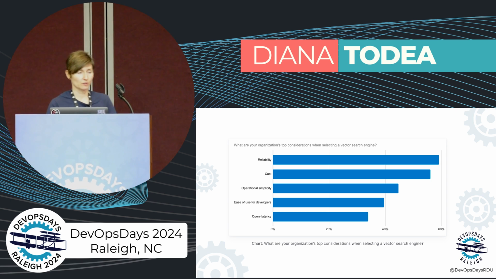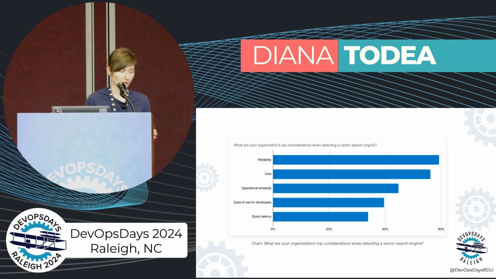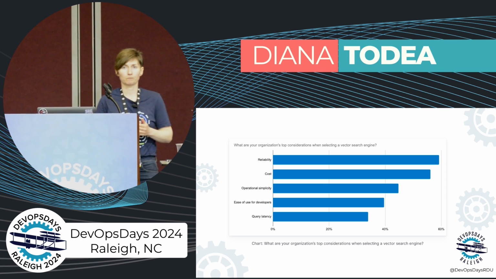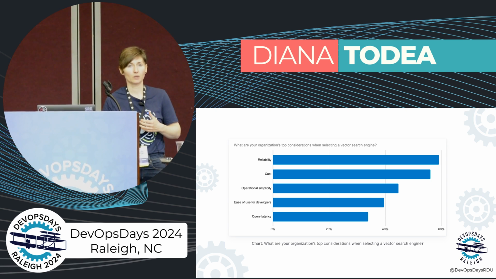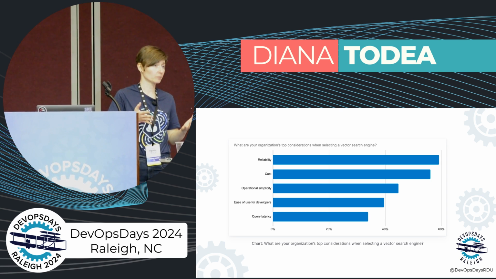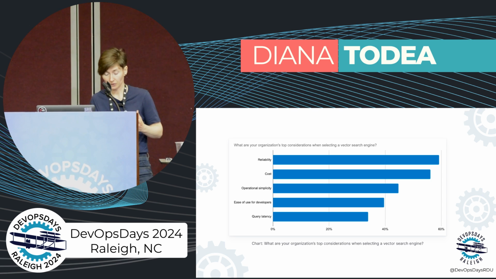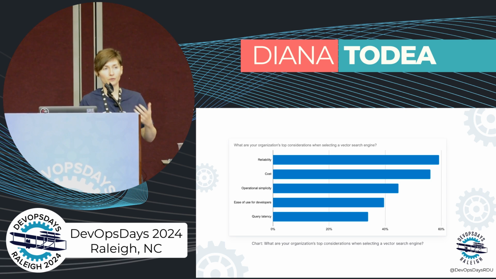When it comes to the vector search engine as well, there are some considerations you want to keep in mind. For example, reliability, cost, operational simplicity, ease of use for developers, and latency. I'm just going to wrap it up here with a couple of thoughts. Obviously, you want to spend a lot more time discussing your use cases or even your personal feedback with the machine learning teams, with the data scientists in your company, or if you don't have such teams, just spend more time giving feedback to each other.